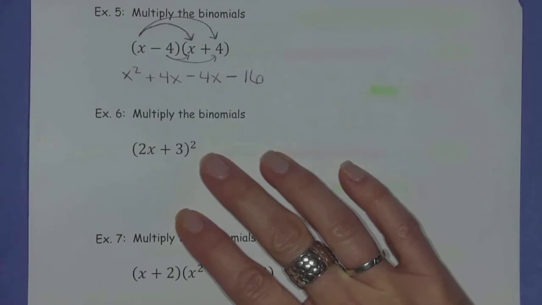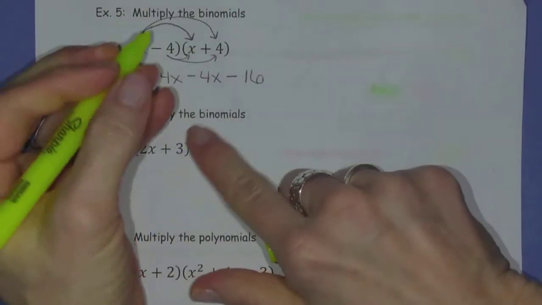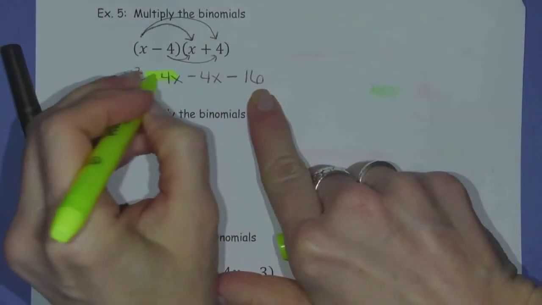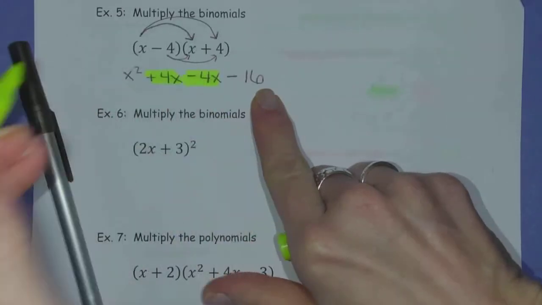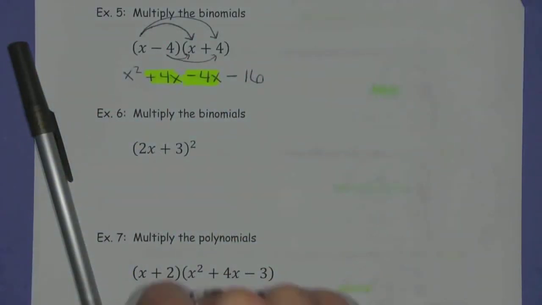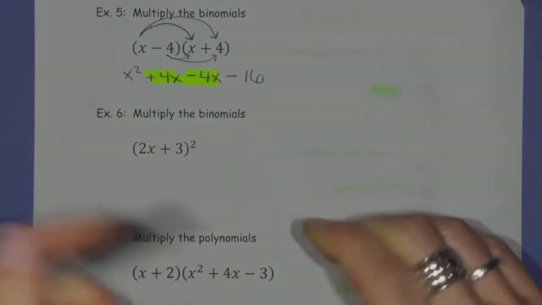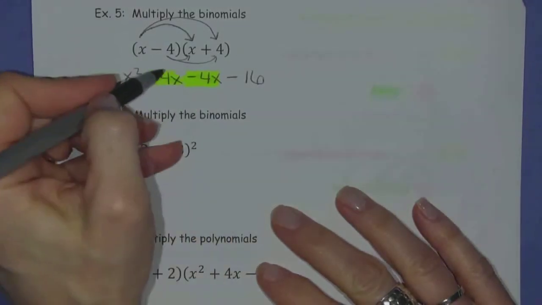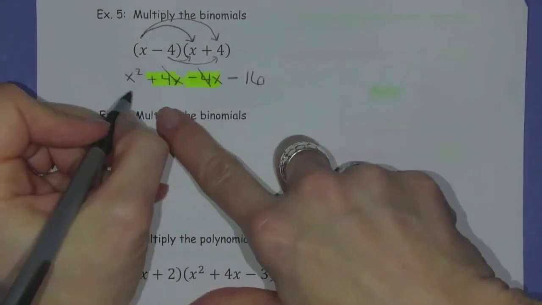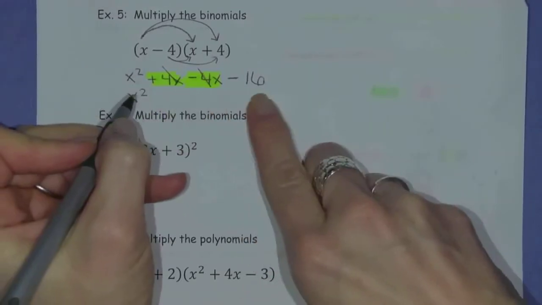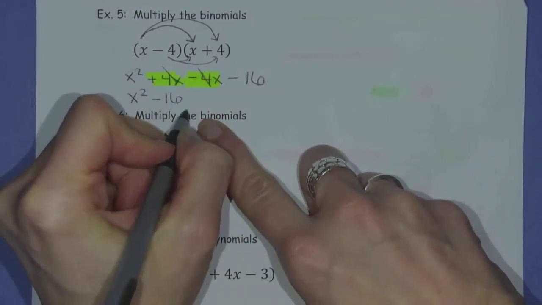Okay, like terms in the center, we've got a positive 4x and a negative 4x. So those eliminate, remember elimination method? Positive 4x, negative 4x, they're going to cancel out to 0. And so I just bring down x squared and minus 16. Final answer.